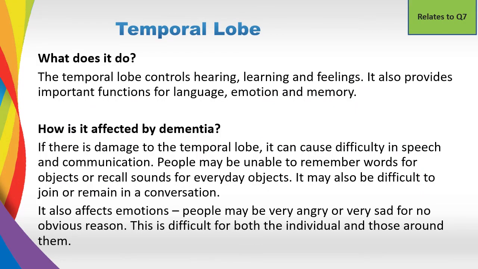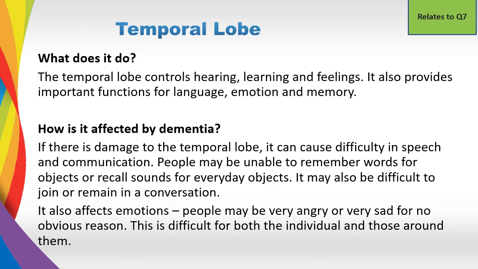The temporal lobe controls hearing, learning and feelings. It provides important functions for language, emotion and memory. So how is it affected by dementia? If there's damage in the temporal lobe, it can cause difficulty in speech and communication. People may forget words for objects or find it difficult to recall sounds for everyday objects, like a dog or something.